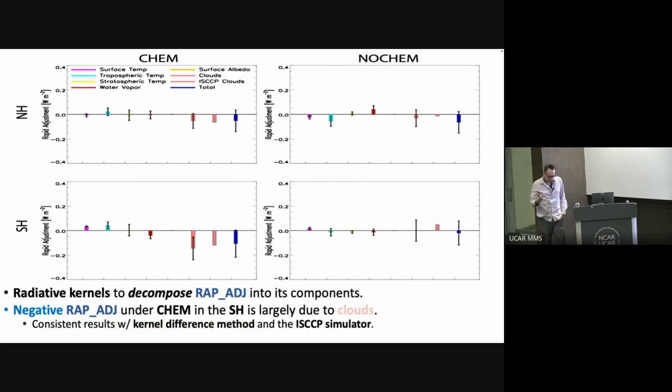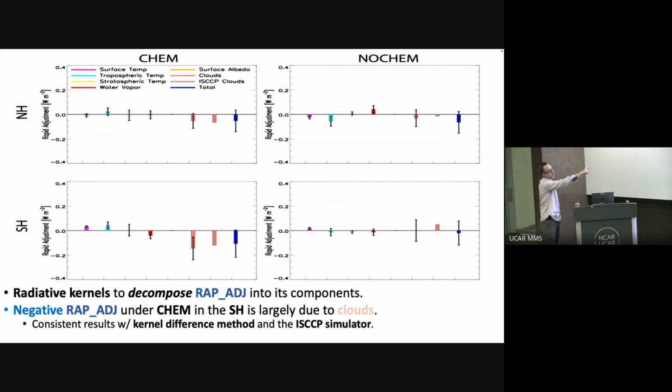We can then decompose the rapid adjustment into its components, which is what I'm doing here. So things like surface temperature, tropospheric temperature, water vapor, and clouds. And the important takeaway here is that, again, down here in the bottom left, the relatively large negative rapid adjustment is due to a relatively large negative cloud rapid adjustment.